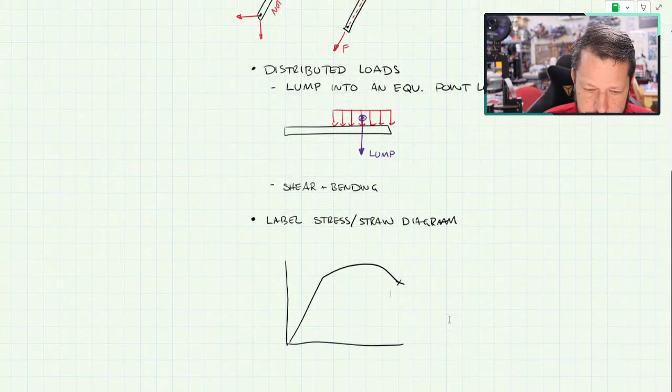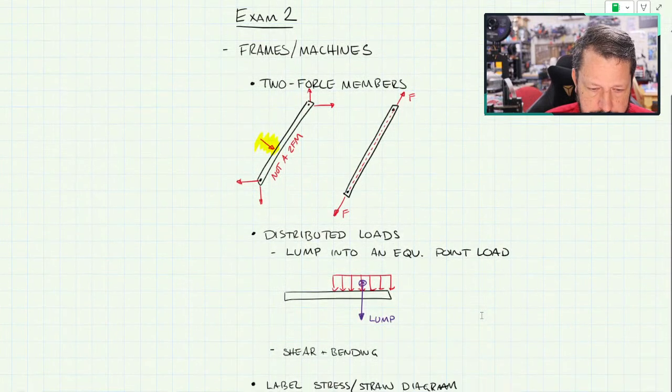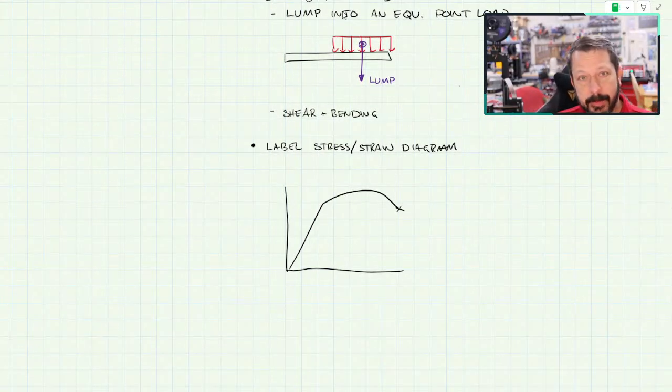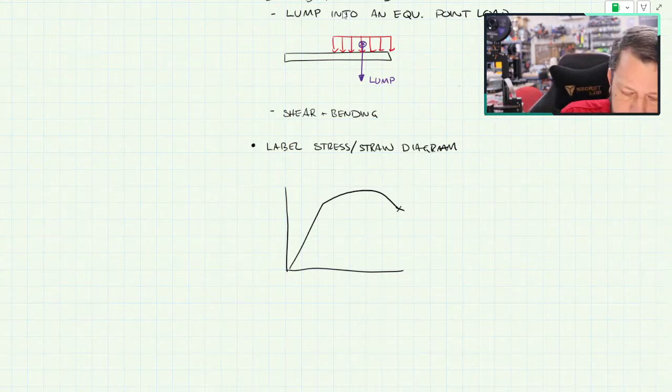Okay, what else do you have to, where are we at? Frames and machines, we're still under frames and machines. Actually, all of the topics are under frames and machines, I think. Another thing you might have to do related to frames and machines, but not directly to the beam part of it, is calculate moments of inertia.